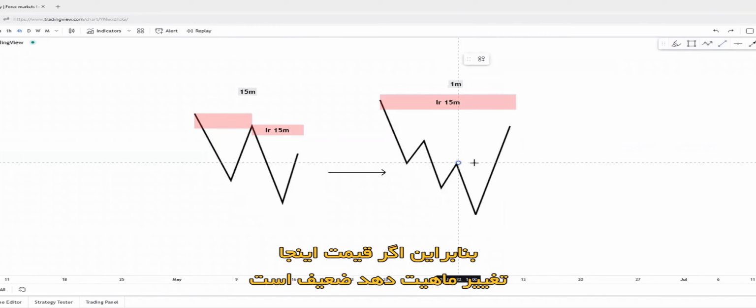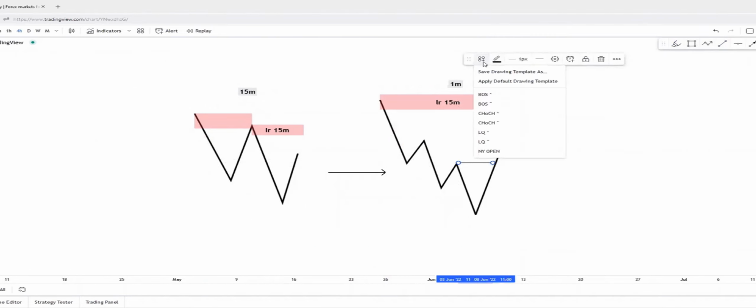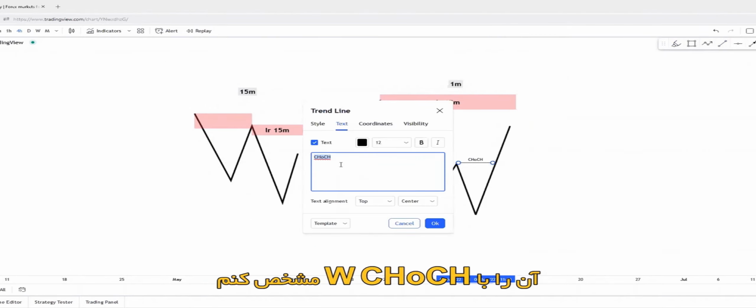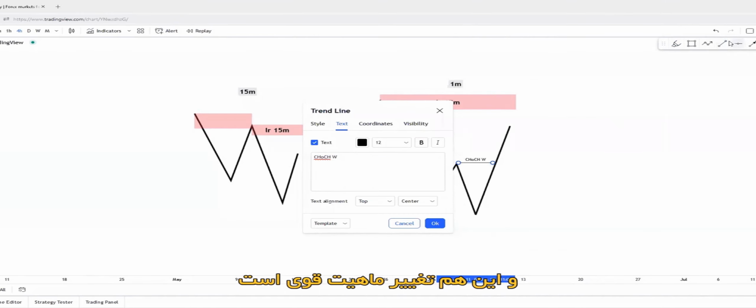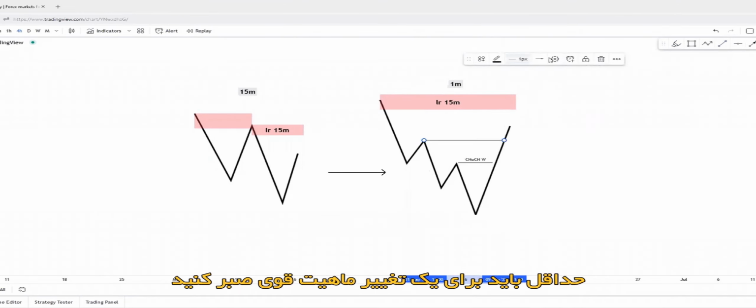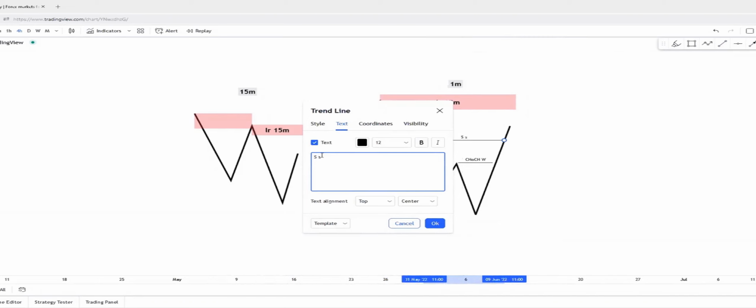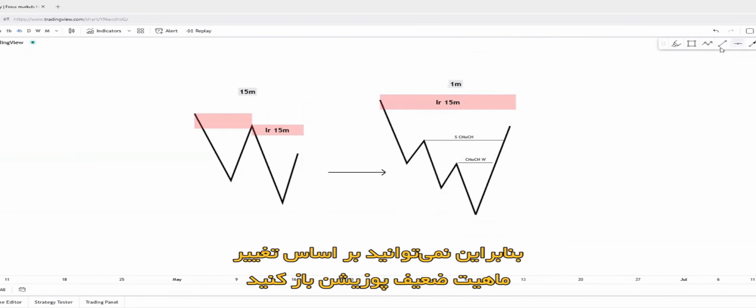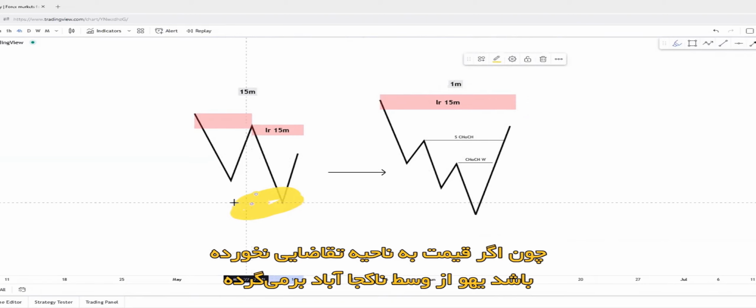So if price creates a change of character right here, this will be a weak change of character. Let me just mark it, change of character weak. And this will be a strong change of character. You have to wait for at least a strong change of character. So you can't open a position based on the weak change of character, because price reversed in the middle of nowhere, right? So there was literally no demand tap.